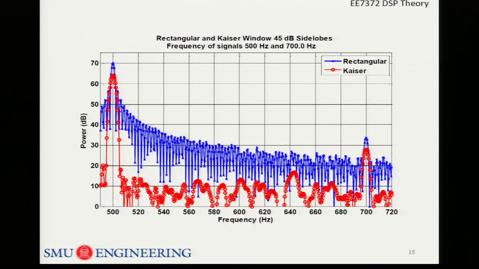So now let's do an example of a trade-off. What I wanted to do here was show one of the trades that you have to deal with when you're looking at these things. There are 2 signals in this data. We're going to compare just the rectangular window, which is no weighting at all really, and the Kaiser window, which has 45 dB side lobes.